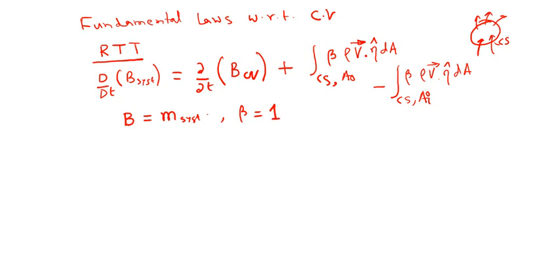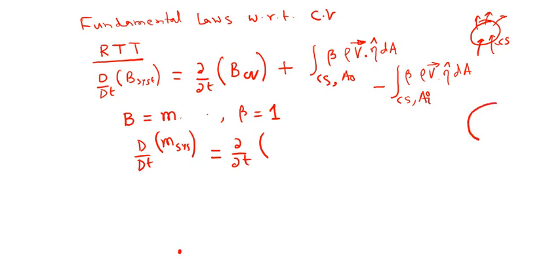Now if you put this B as the mass, then what will be there in the left hand side? In the left hand side it is the rate of change of mass of the system, and in the right hand side it is del by del t of the mass of the system. So that mass of the system you can write in this way.